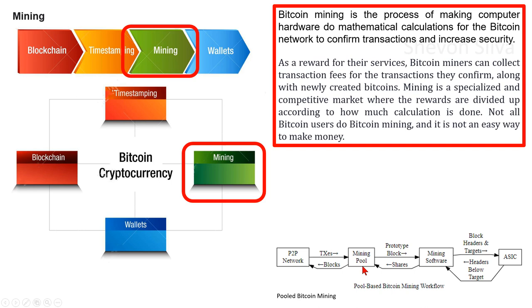Different mining pools use different reward distribution systems based on the basic share system. Here you can see the P2P network interacts with the mining pool, the mining pool interacts with mining software, and mining software interacts with the ASIC. Transactions are passed from the P2P network to the mining pool. A prototype block is passed from the mining pool to the mining software. Block headers and targets are passed from the mining software to the ASIC. Headers below target are passed from the ASIC to the mining software. Shares are passed from the mining software to the mining pool. Blocks are passed from the mining pool to the P2P network.